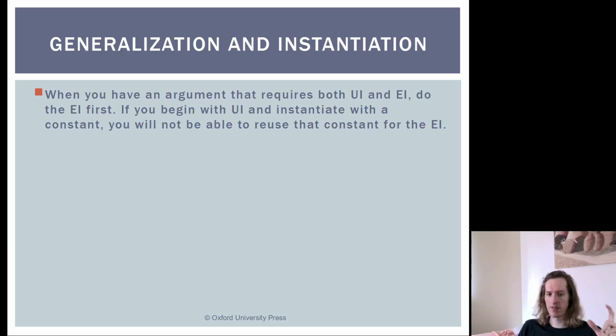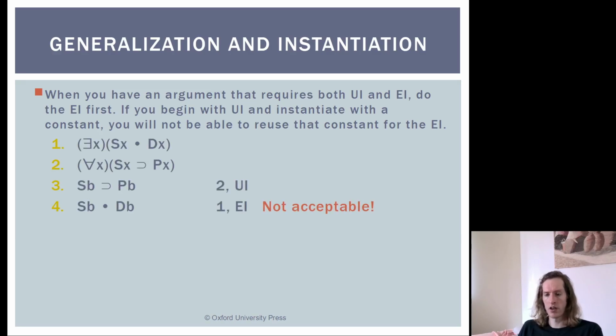Now, if we need both of these to work together and share the same constant, then we have to instantiate existentially first, and then we can universally instantiate using the same constant to make things compatible with each other. But the order here is very important. So if you first universally instantiate, then step 4 here isn't allowed. We have two formulas that we started with.